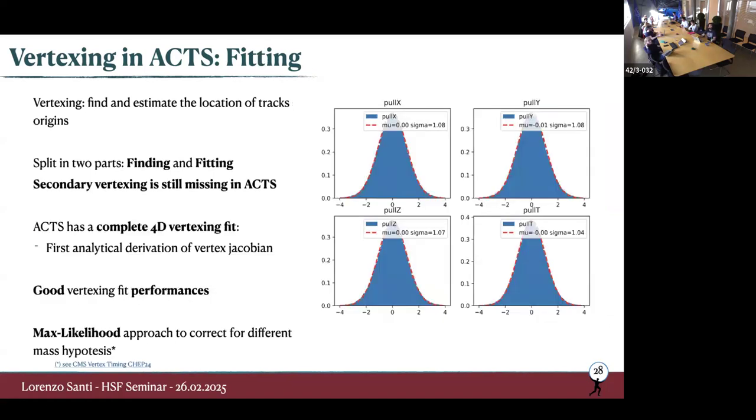In terms of fitting, time can also be used to improve the fitting, and ACTS has a complete 4D vertex fit, which uses an analytical calculation of the Jacobian. The performance, as you may see from the pull on the right, is very good. There is also a maximum likelihood approach that can be taken into account to correct for different mass hypotheses of the track particles.